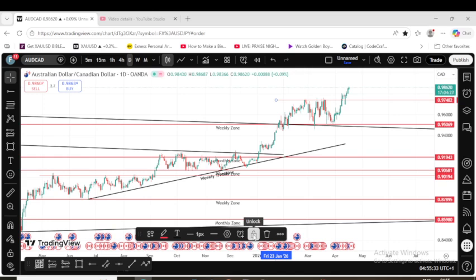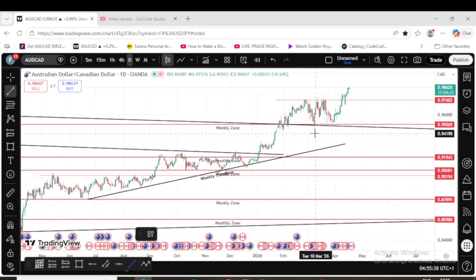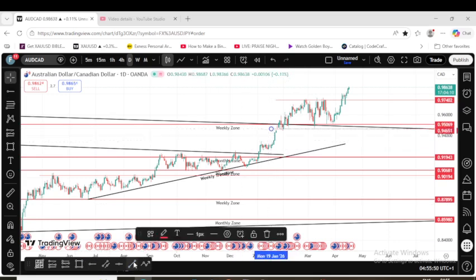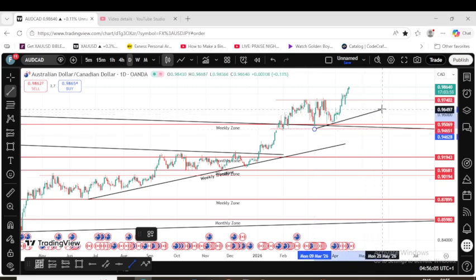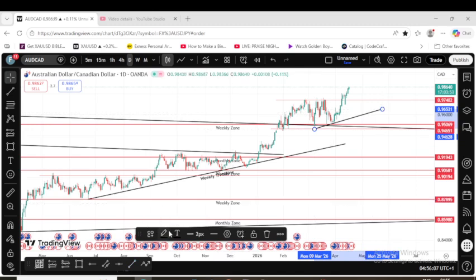As for trend lines, there doesn't seem to be anything apparent on the daily trend lines. I believe this also counts as a daily zone. The only thing we can draw that will count as a trend line on the daily time frame right now is this. So this will be our daily trend line.